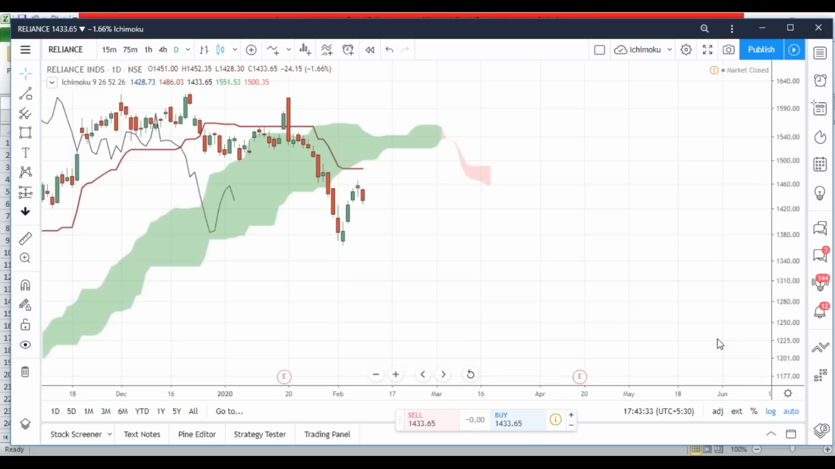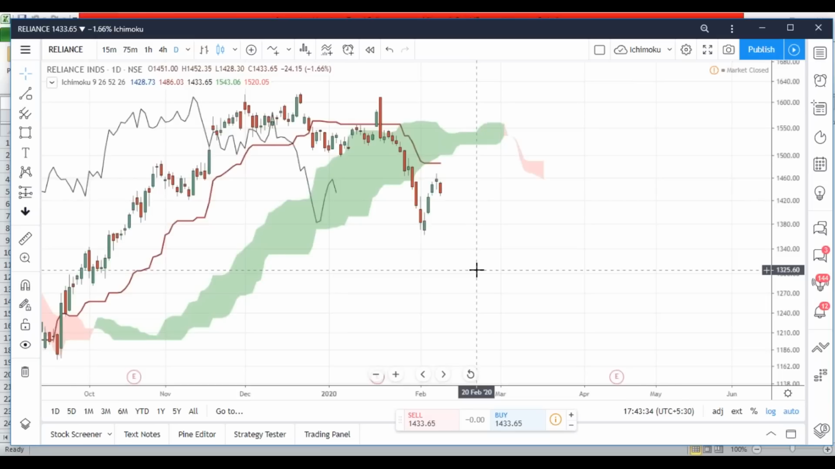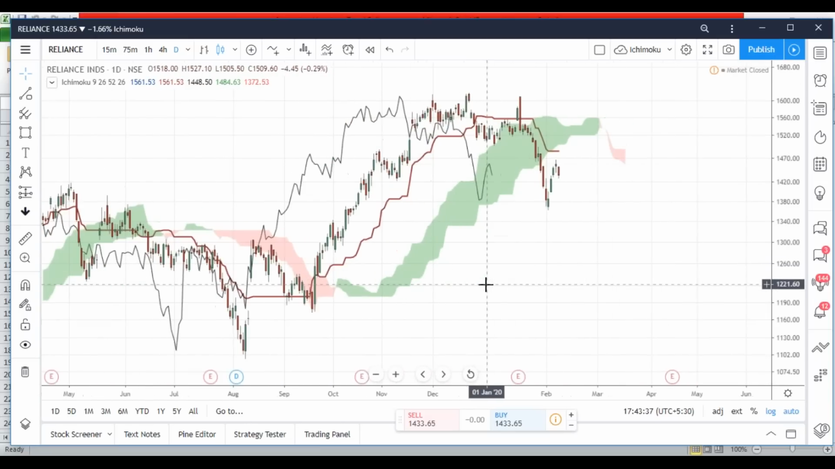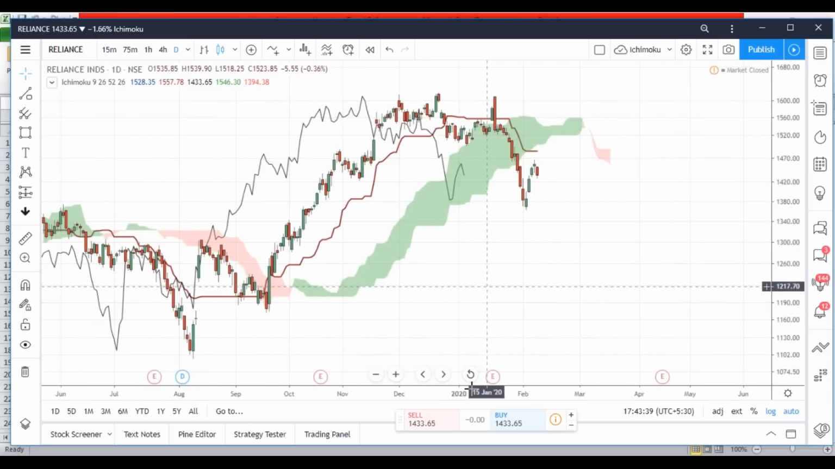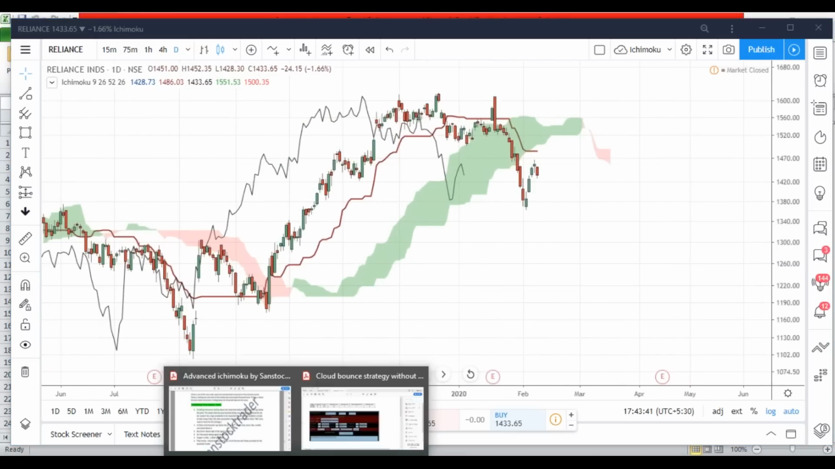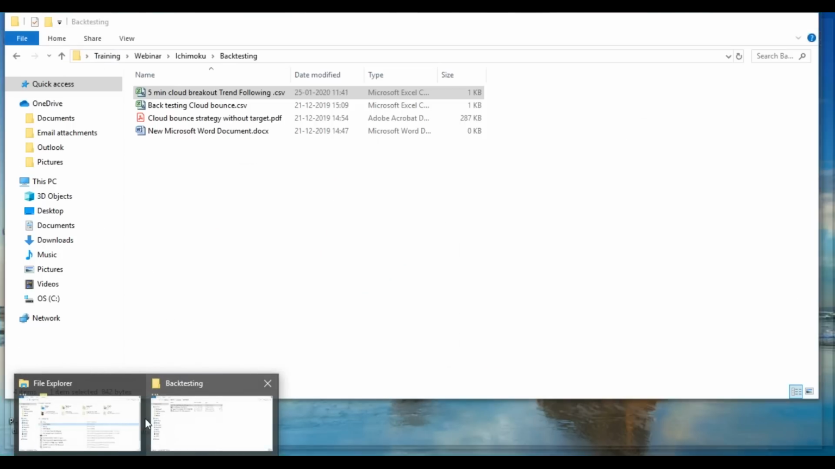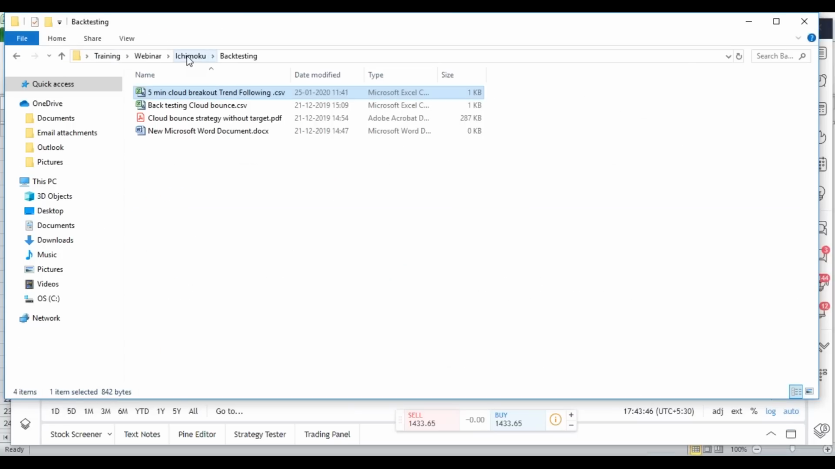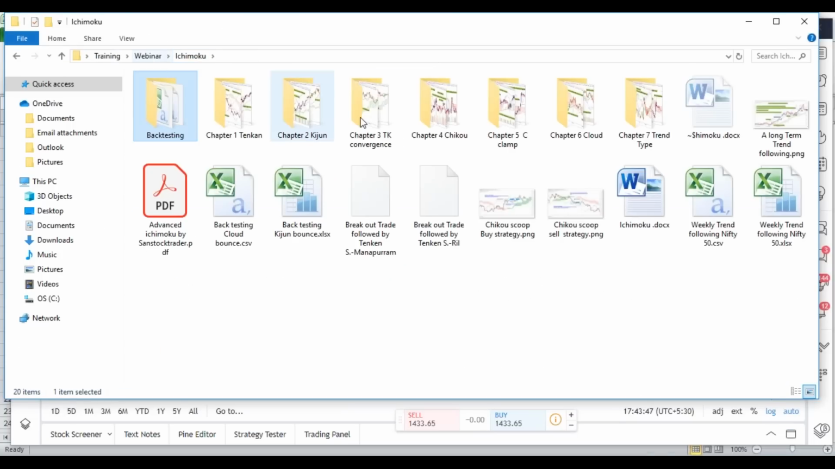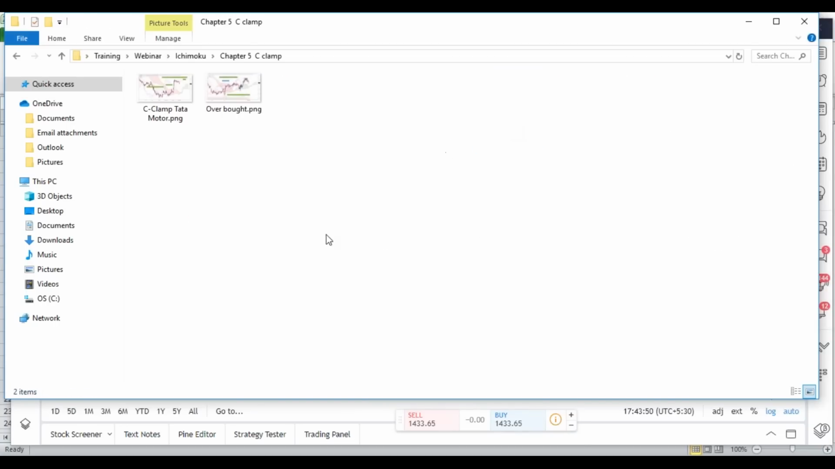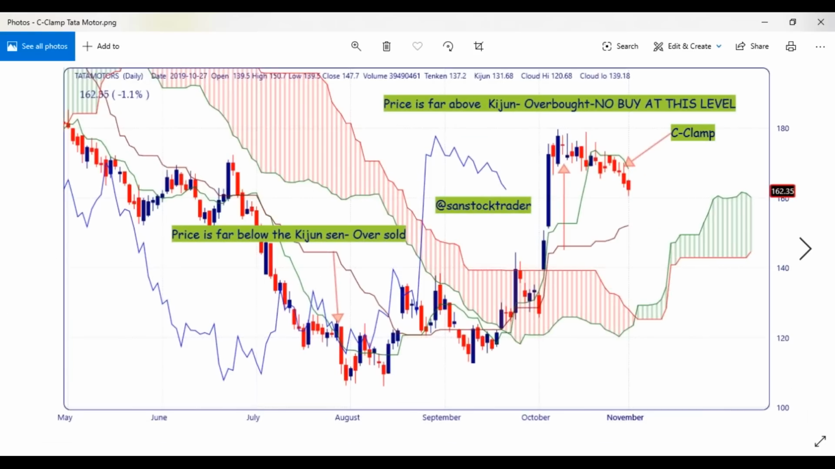Okay, C clamp. Sorry for that, I missed out on your question. So what happens in a C clamp? Okay, so we will look into three charts: Sun Pharma, Polycab, and GMM.